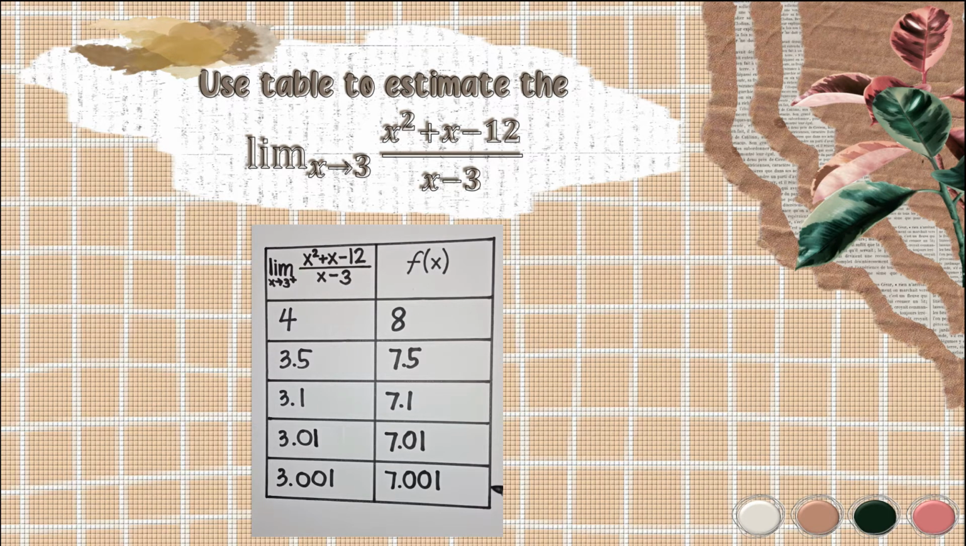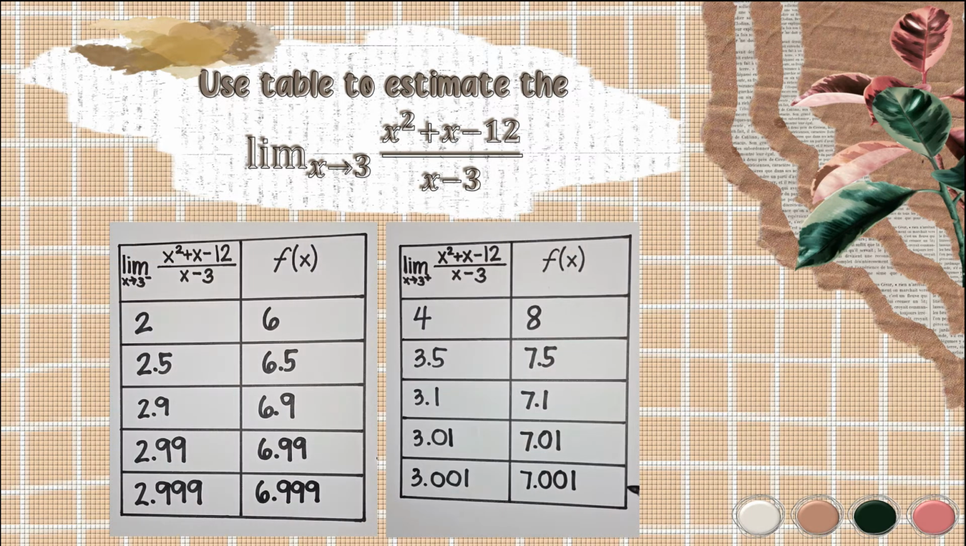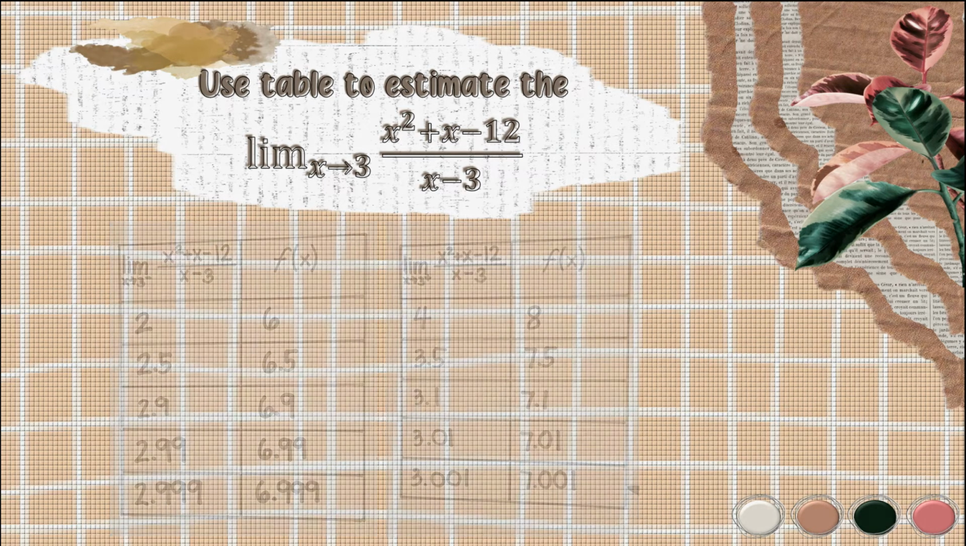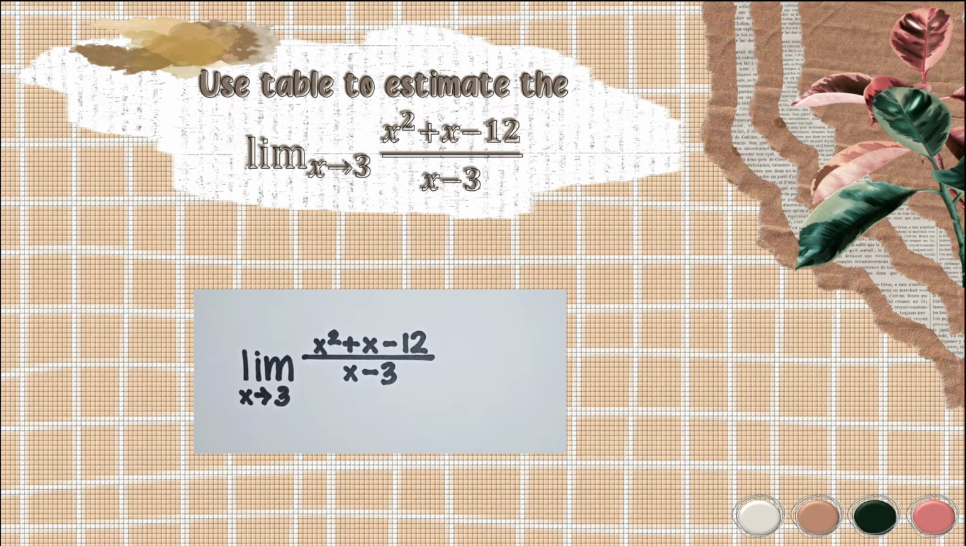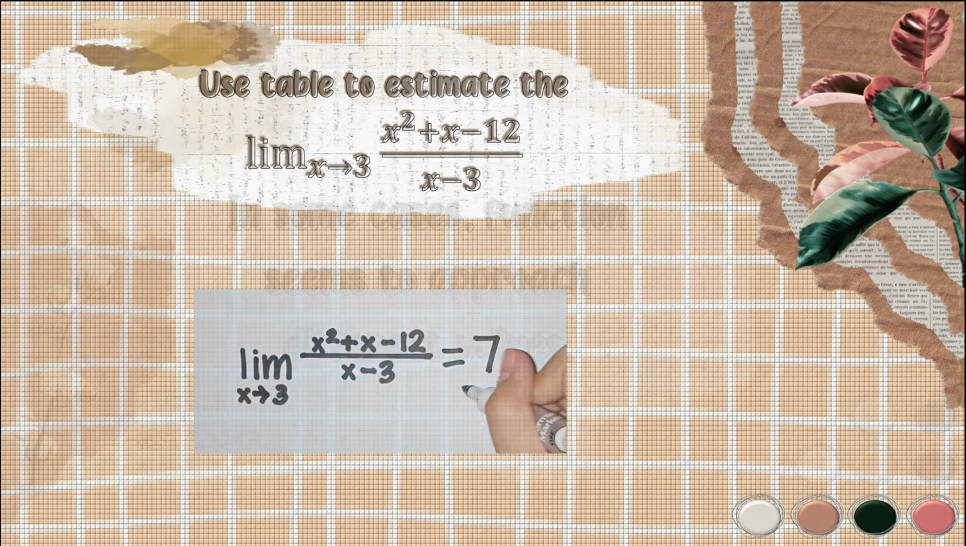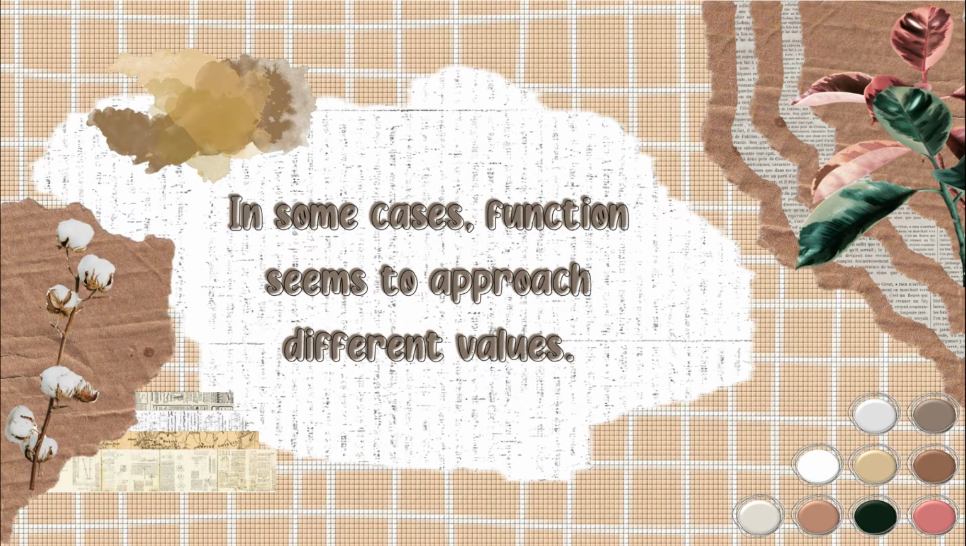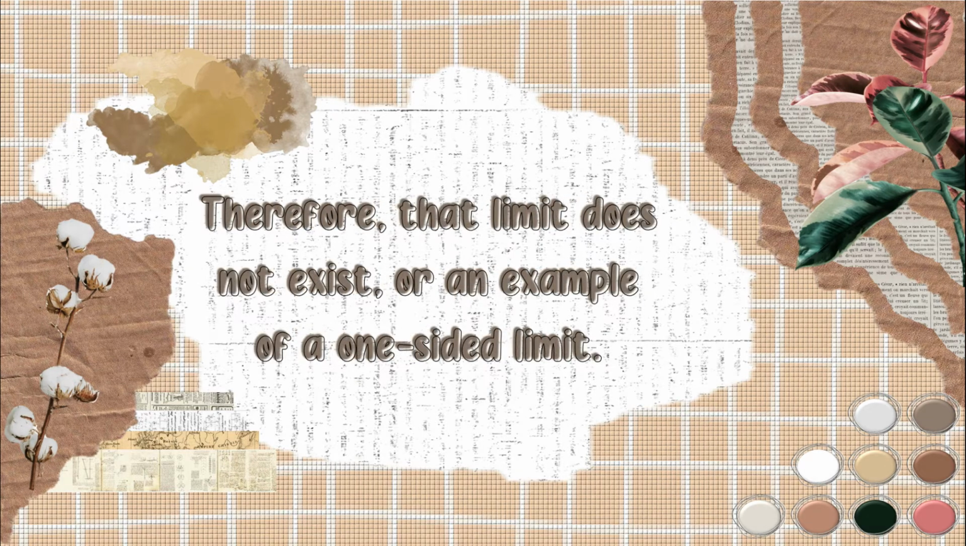Since the limit of x squared plus x minus 12 all over x minus 3 as x approaches 3, both from left and right side is equal to 7, we can say that the limit of x squared plus x minus 12 all over x minus 3 as x approaches 3 is equal to 7. In some cases, function seems to approach different values. Therefore, that limit does not exist, or it is an example of a one-sided limit.